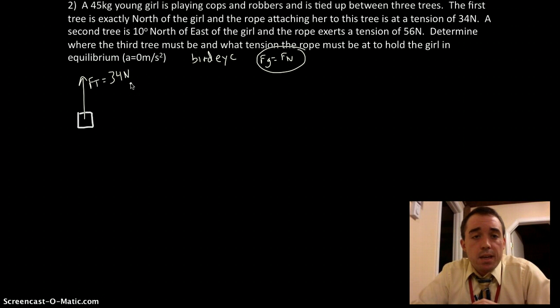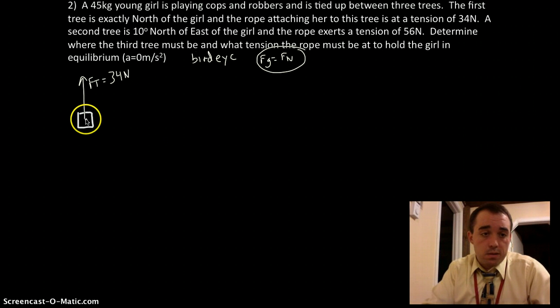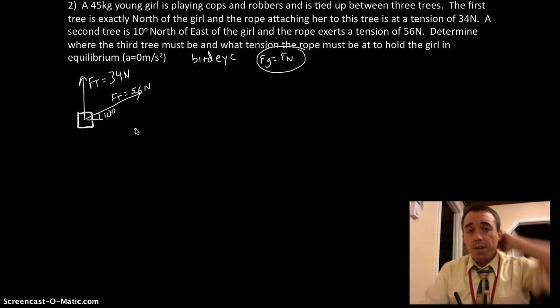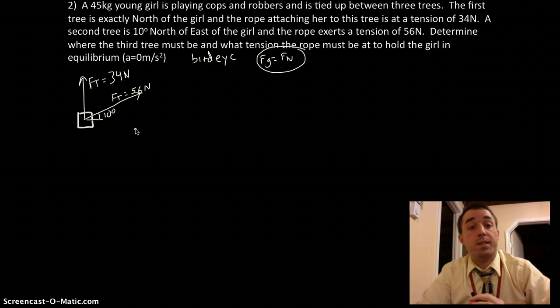Second tree is 10 degrees north of east of the girl and exerts a tension of 56 newtons. So north of east would be here. That's 10 degrees and a 56 newton tension force. There's that arrow. We have to determine where the third tree must be and at what tension it must have.